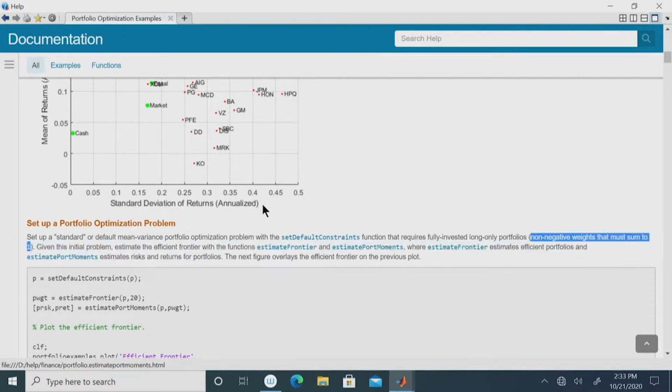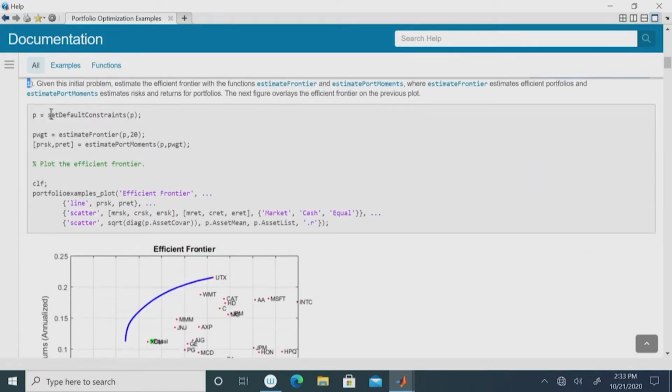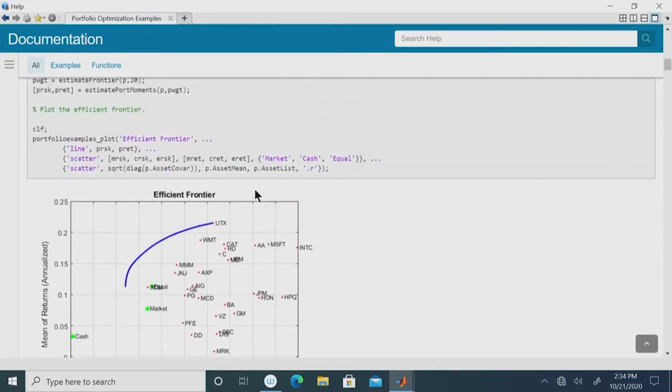With this initial problem, the goal is to figure out what is going to be the efficient frontier. Accordingly, we will set the default constraints as I mentioned, all long positions with the sum of weights being equal to 1, and then we estimate the efficient frontier, and then we estimate the portfolio moments of the efficient frontier and store them as the P risk and P return. So, in this case, what does the efficient frontier look like?